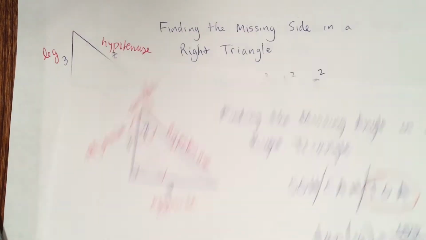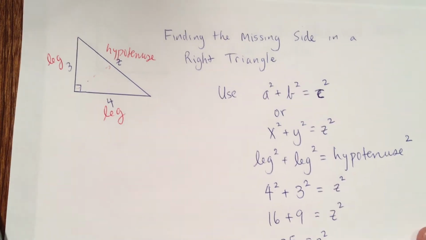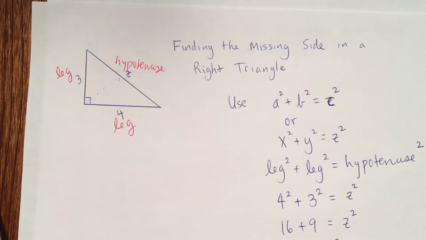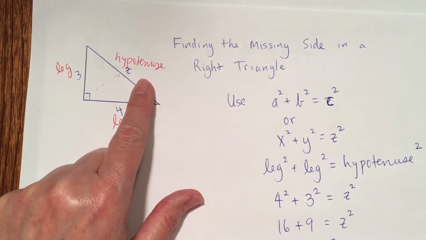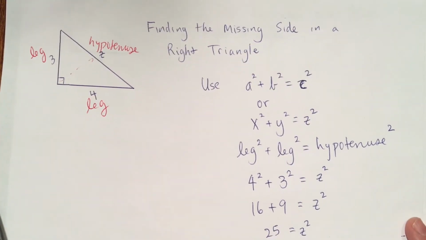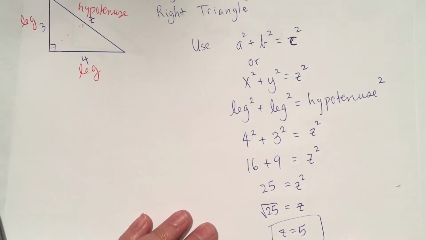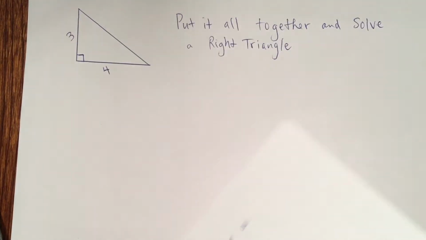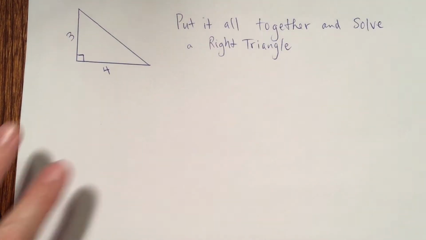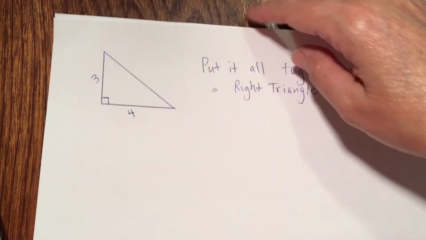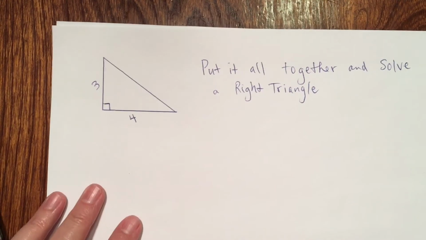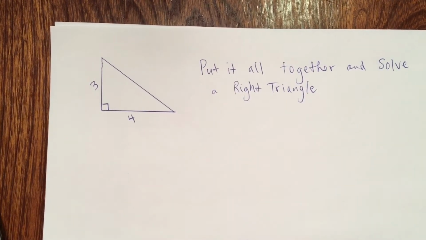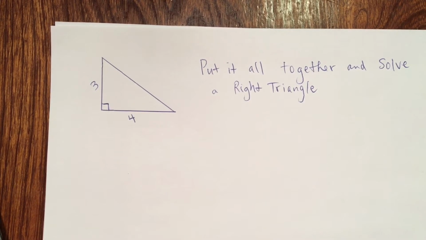And on the third problem I did, this time instead of looking for an angle, I was looking for the length of the hypotenuse. For this, I used the Pythagorean theorem, and I found that the hypotenuse was 5. I want to tie it all together in this last video with this same problem. I have a right triangle right here, and I want to solve the right triangle.